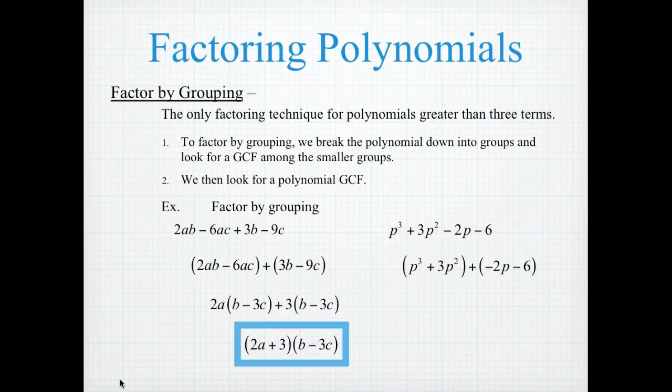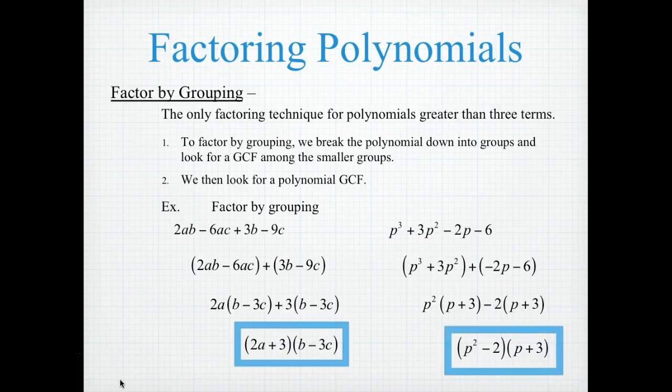So now we identify the common factor in my first group, which is p squared, and the common factor in the second group, which is negative 2. Factoring that out allows us to see that p plus 3 is a common polynomial factor that we have, and when we factor out the p plus 3, we're left with p squared minus 2 and p plus 3.